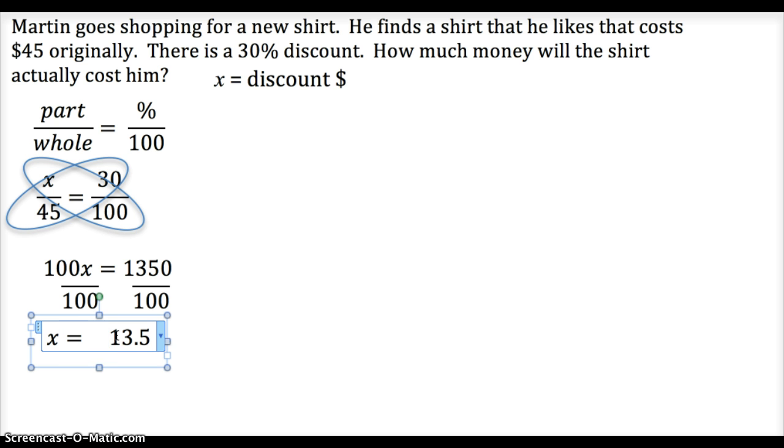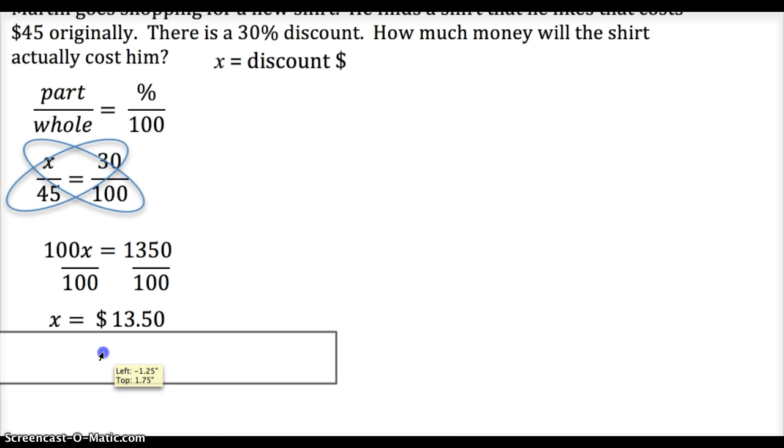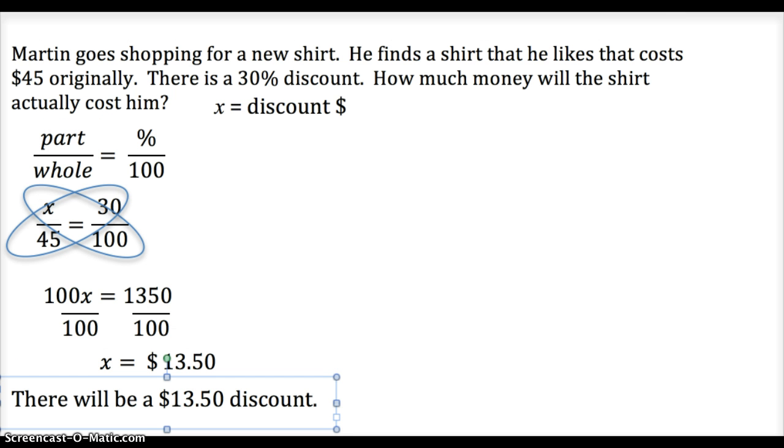Now we're dealing with money again, so 13.5 isn't really a valid amount. So obviously you add that zero in. So it's really x equals $13.50, keeping in mind that we need to always bring our units over. Okay, and so this is going to be the amount of tip. I mean, not tip, discount, duh. That's the amount of discount.